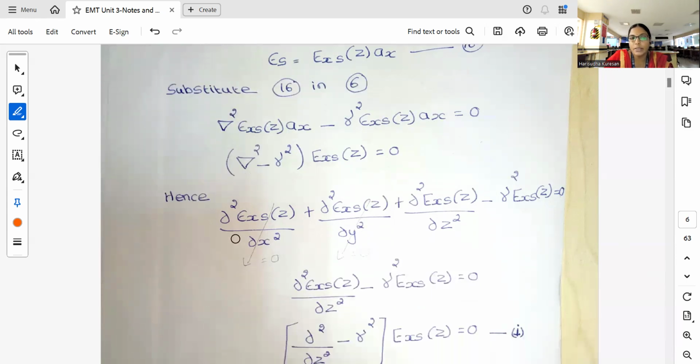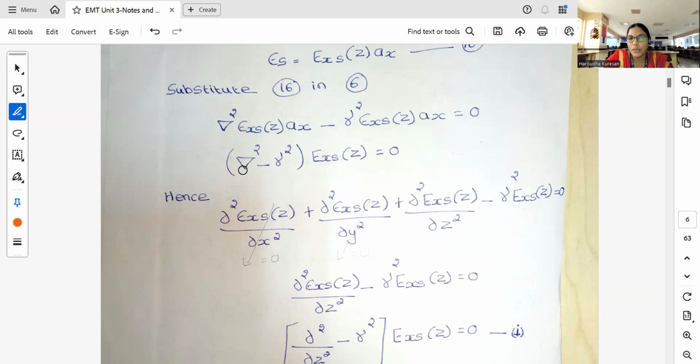Del square is nothing but dou square. In the first unit, we have seen del square is nothing but dou square EX divided by dou X square plus dou square EX divided by dou Y square plus dou square EX divided by dou Z square. So wherever in the place of EX, we have substituted EXS of Z. And this gamma square, when multiplied, you will get gamma square EXS equal to 0. Actually, when you multiply inside, it will be del square EXS of Z minus gamma square EXS of Z.